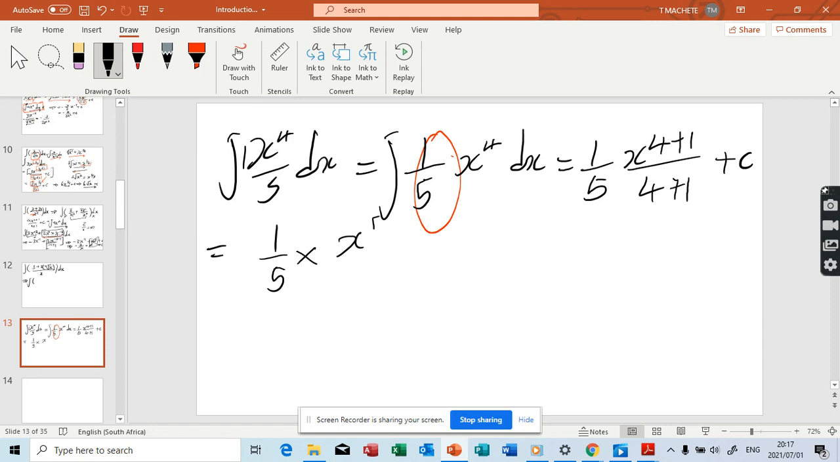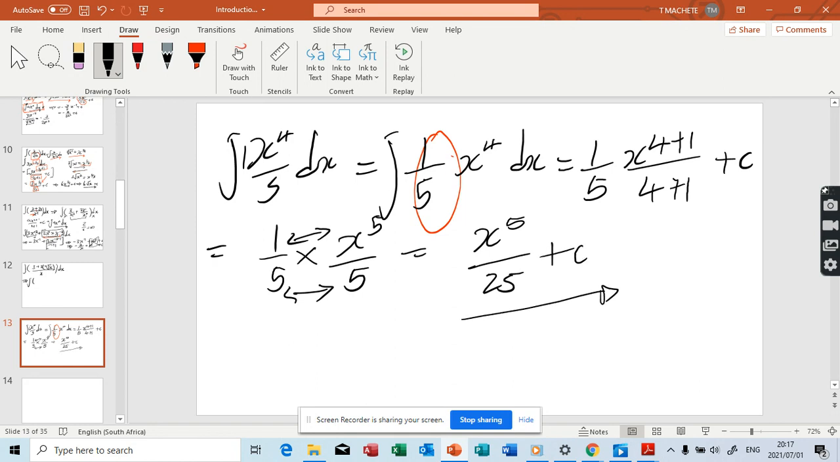So your answer will be 1 over 5 multiplied by x to the power 5 over 5. I'm just doing the multiplication so that you can see the difference. So basically when I multiply this by this, you'll get x to the power of 5 over 25 plus c. This is your answer. Do you get it?